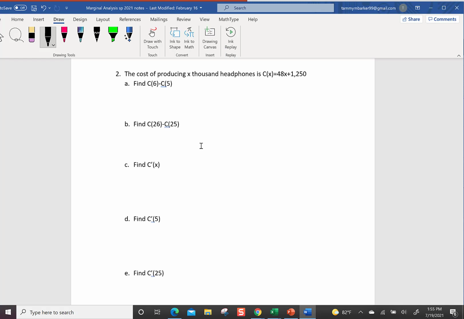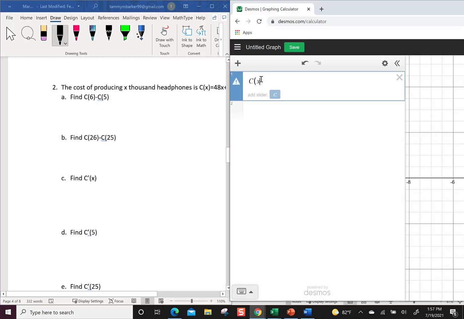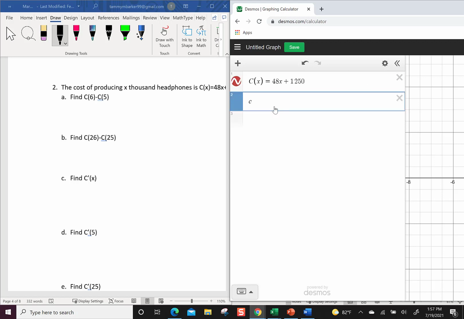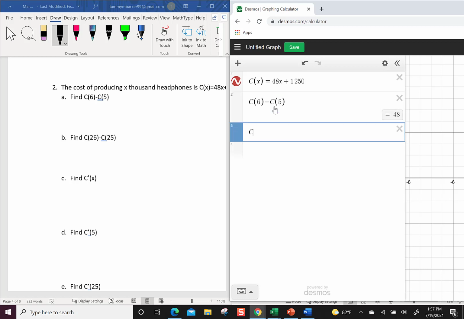Let's try a different marginal function. Let's look at cost. So this time I have C of x is 48x plus 1,250. We're going to do similar numbers. I have the cost at 6 minus cost at 5, cost at 26 minus cost at 25. Okay, let's type in C of x was equal to 48x plus 1,250. And we want to do C of 6 minus C of 5. Then we're also going to do C of 26 minus C of 25.